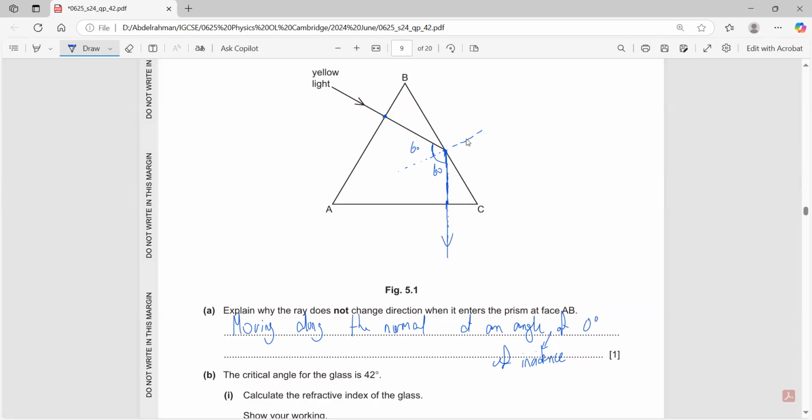If you want to prove it mathematically, ABC is an equilateral triangle. So if the angle is 60 at this point, this angle is 30, and this angle is 60. This other angle is 90 degrees, meaning that the angle of incidence is 0, and therefore it will pass right through unrefracted. It will not bend.